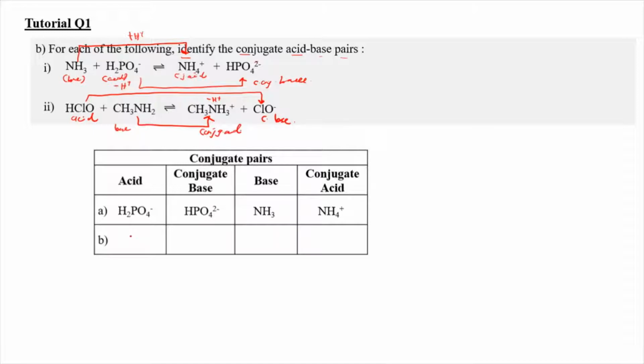So we're going to put it here. So our acid is going to be HClO, and then its pair, which is the conjugate base, is going to be ClO minus. The base is going to be CH3NH2, and then the conjugate acid is going to be the partner of the same species, which is CH3NH3 plus, because it adds H plus here. Alright, so this is how we answer tutorial question 1.